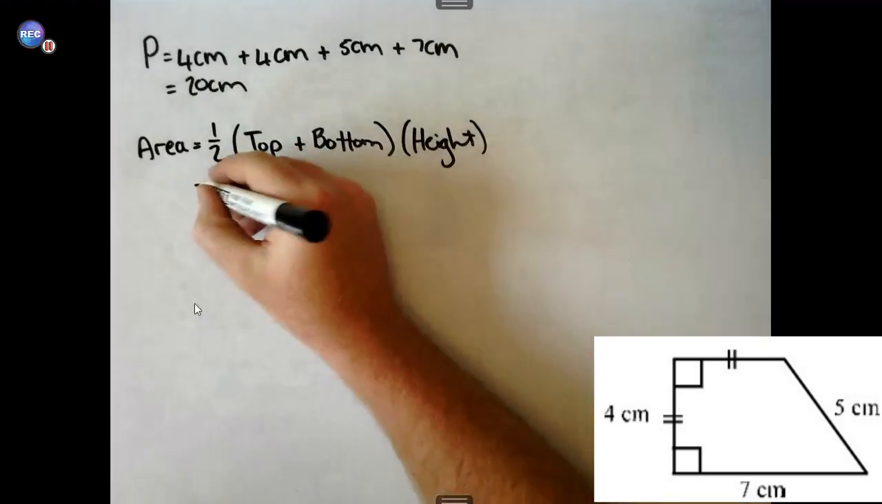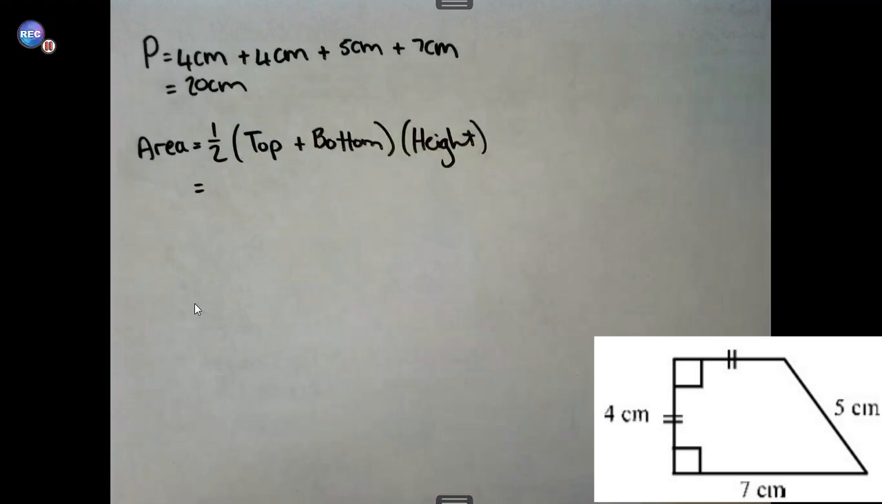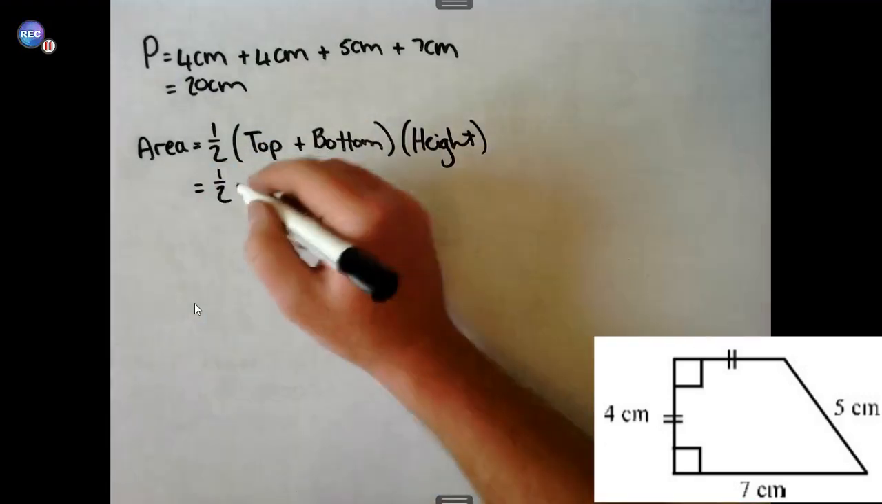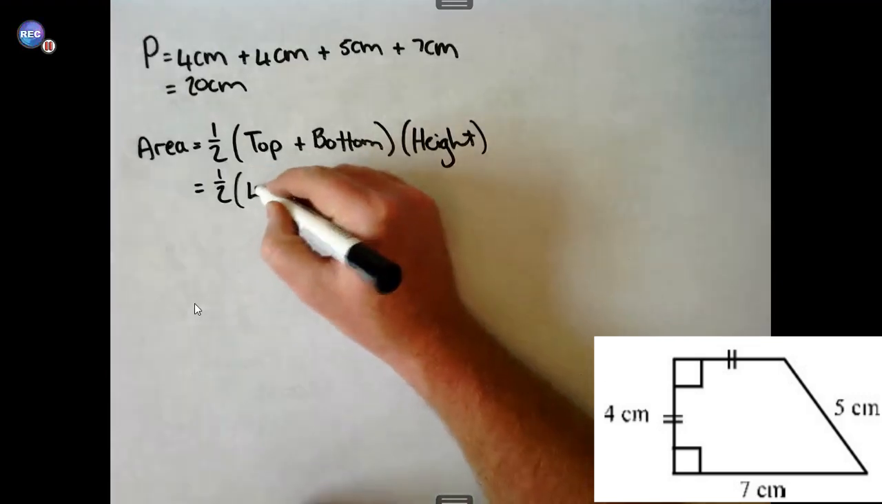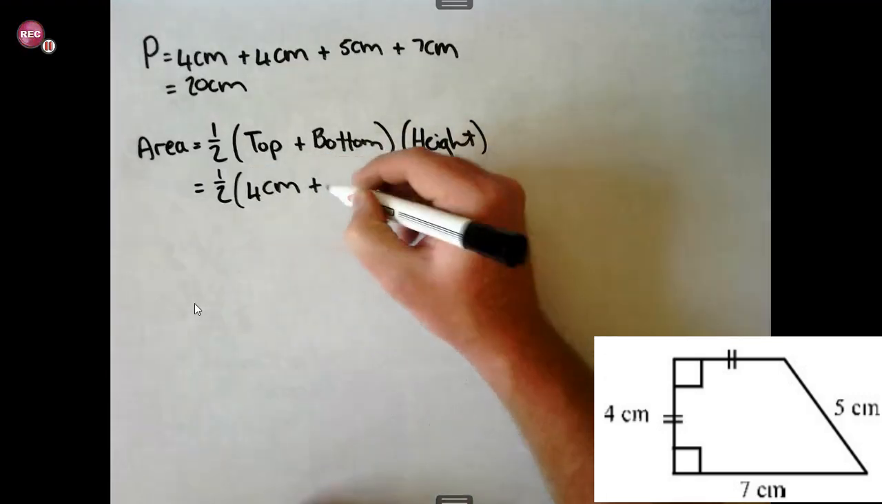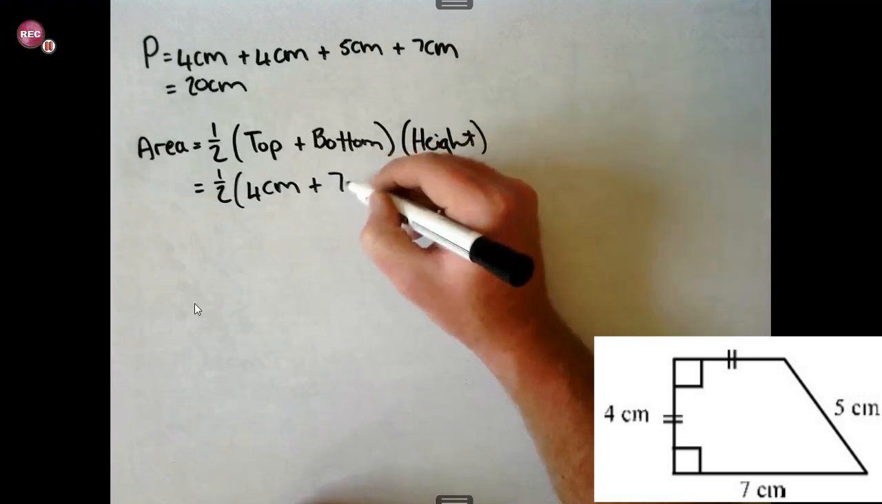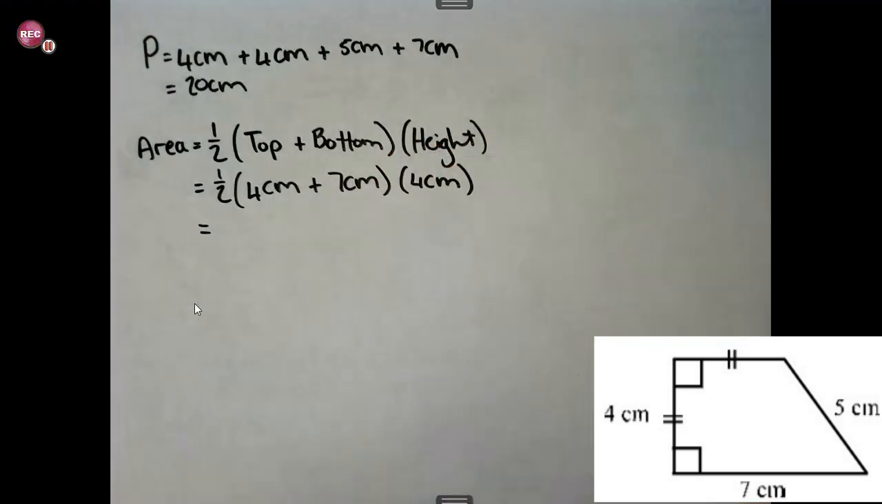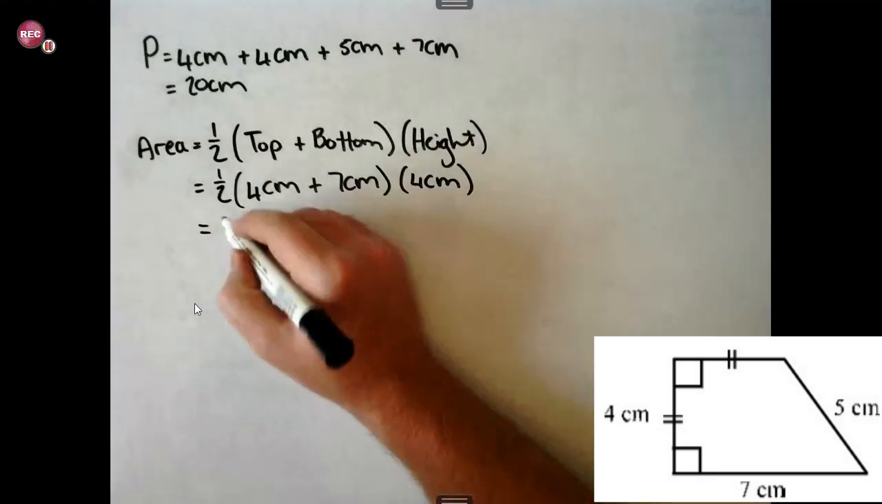So in order to calculate the area for the trapezium, you're going to say a half. What you do then is, we're going to add the top and the bottom together, and we're going to multiply that by the height, which is 4 centimeters. When you calculate all of this, the total area for that trapezium should then be 22 centimeters squared. And there you've calculated the trapezium.